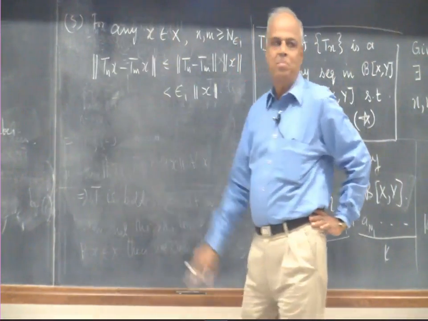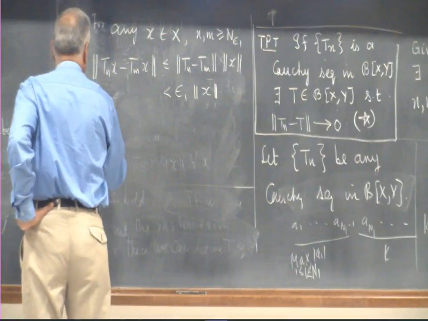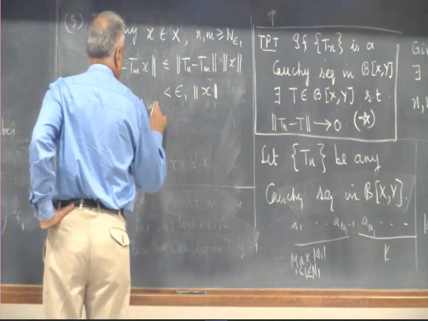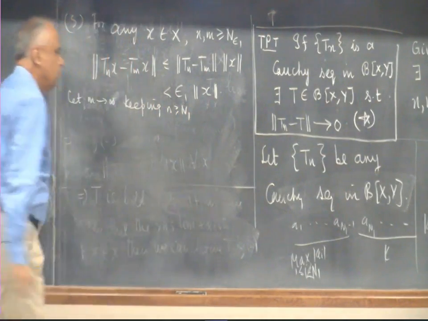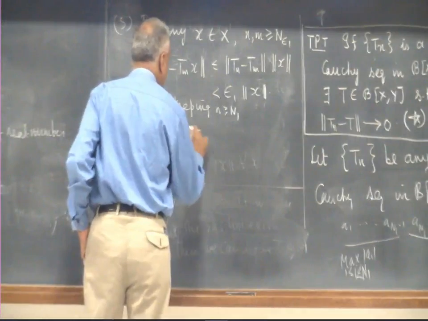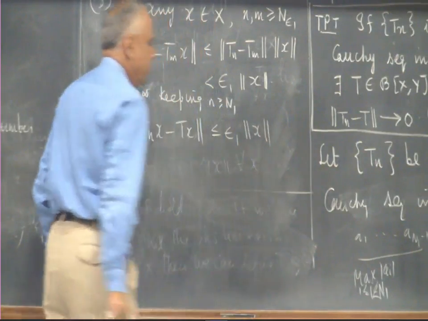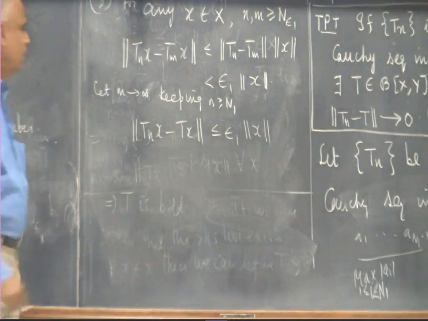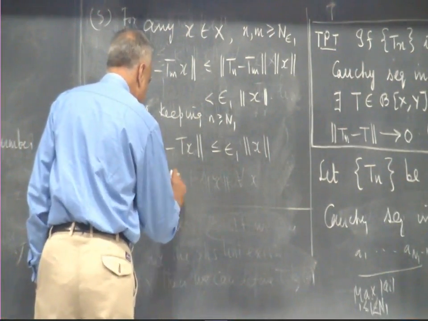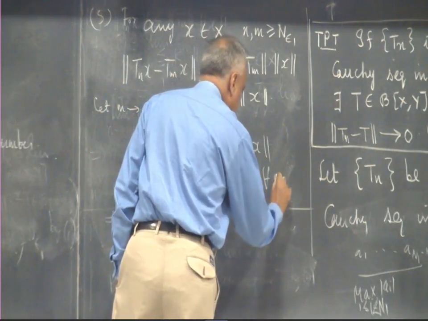I go on increasing m and let m go to infinity. When m goes to infinity, what happens to Tm x? It will go to Tx. So keeping any n greater than or equal to n1, let m go to infinity. Since this goes to Tx, the corresponding thing will go to it, and in the limit the strict inequality becomes less than or equal to. Therefore, norm of Tn x minus Tx is less than or equal to epsilon 1 times norm x for every n greater than or equal to n1.